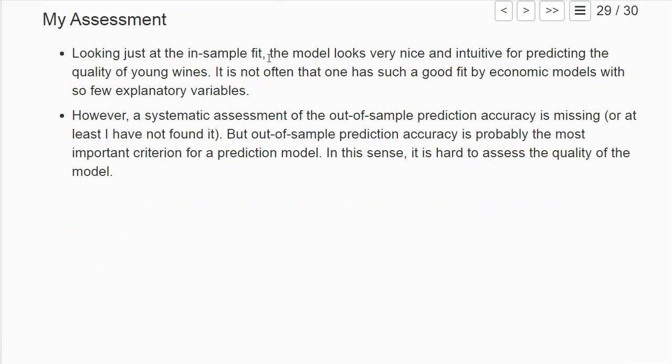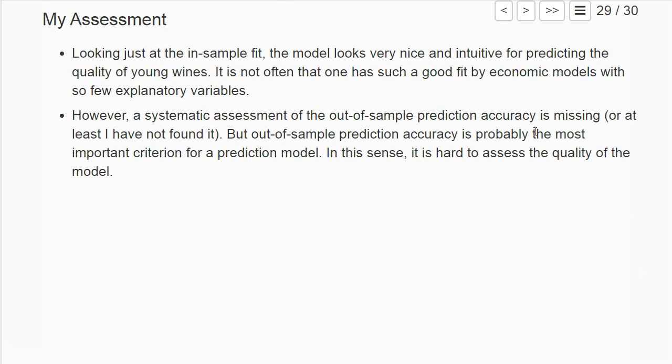Looking at this in-sample fit, this very simple model where you only have four explanatory variables seems to look actually very nice and intuitive to predict the quality of young wines. And it's really not often the case that if you have an economic model with so few variables that you can predict a dependent variable so well. However, what is really missing to be convinced that it's really a good model is a systematic assessment of the out-of-sample prediction accuracy. Maybe there was one, but I just didn't find it. So in this sense, it's still hard to assess the quality of the model.